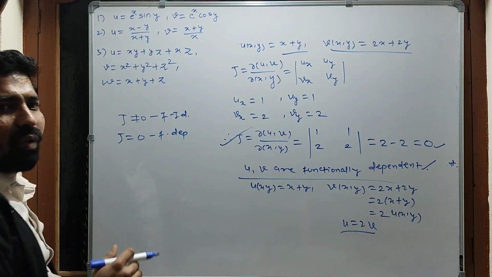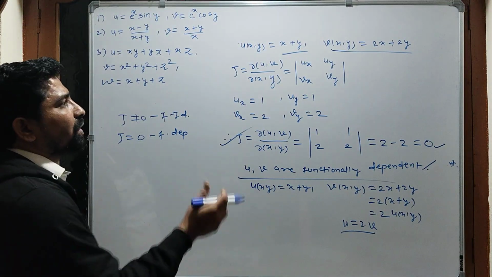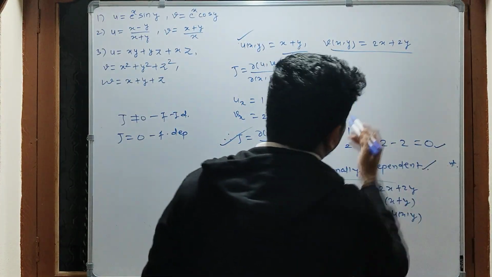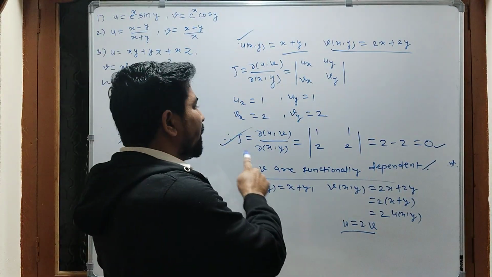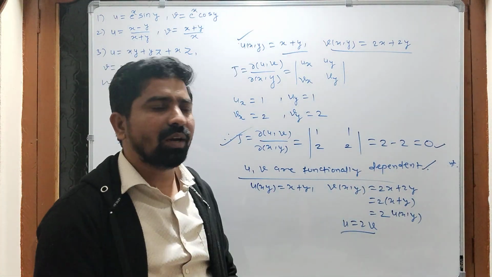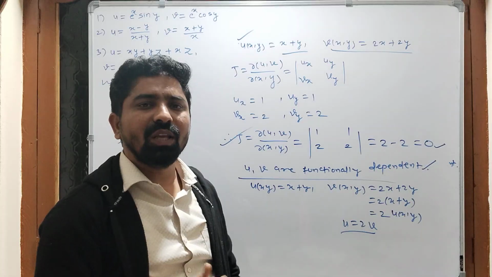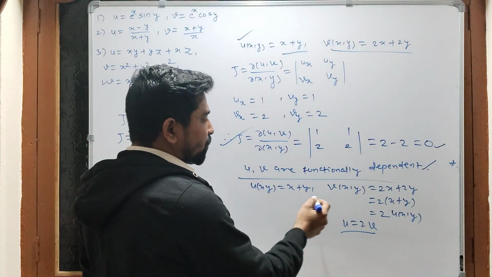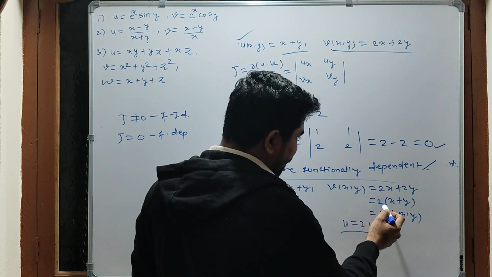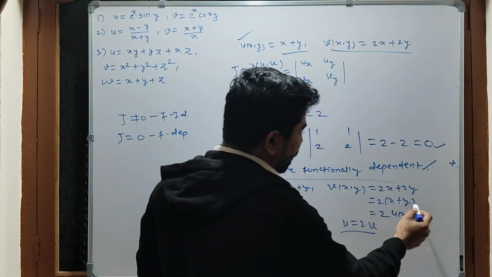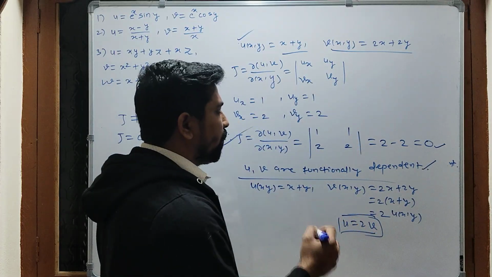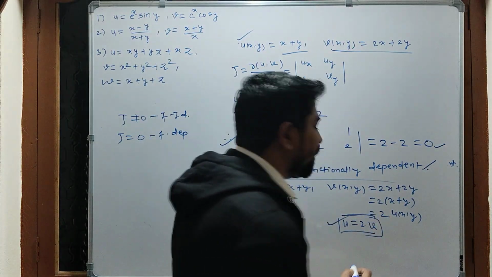At that time we have to find the relation between these two functions. Here u is x plus y and v equal to 2x plus 2y. According to this definition, u and v are functionally dependent. So if u and v are functionally dependent, find the relation between u and v. Here u equal to x plus y and v of x comma y equal to 2x plus 2y. Taking 2 common, 2 times x plus y, which is 2 times u. Therefore v equal to 2 times u. So this is the relation between u and v.